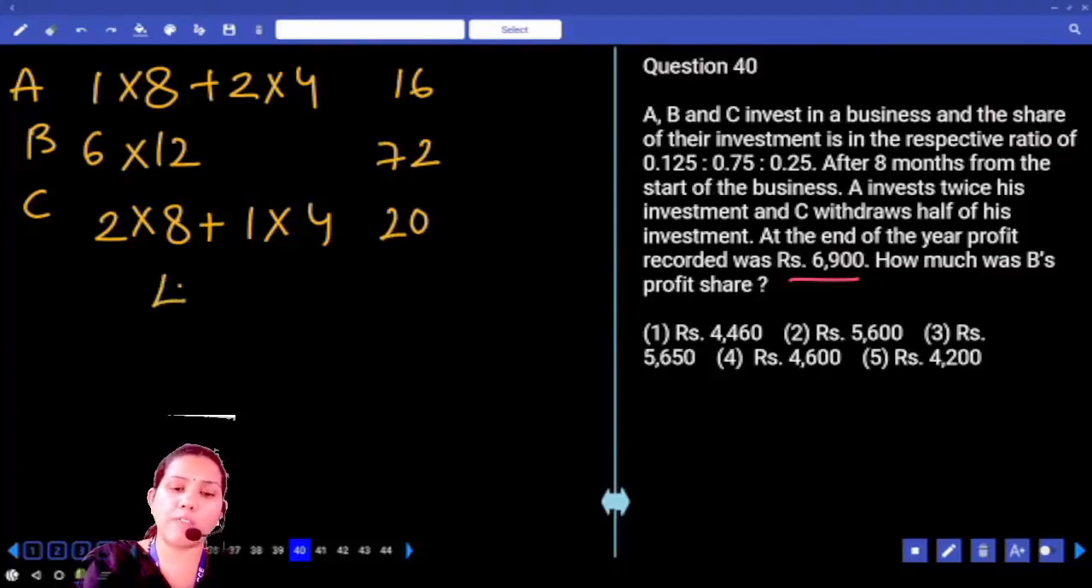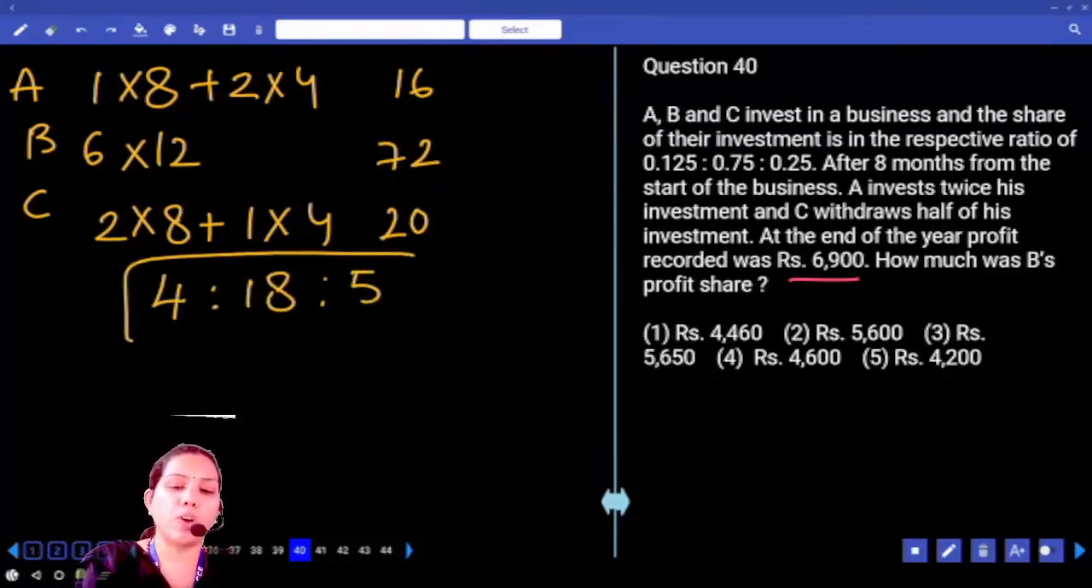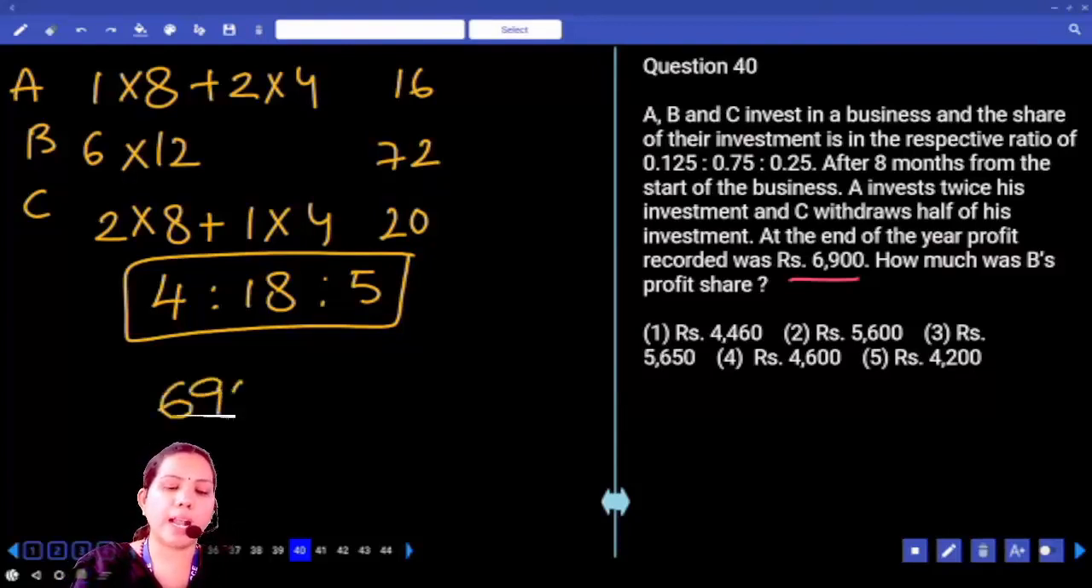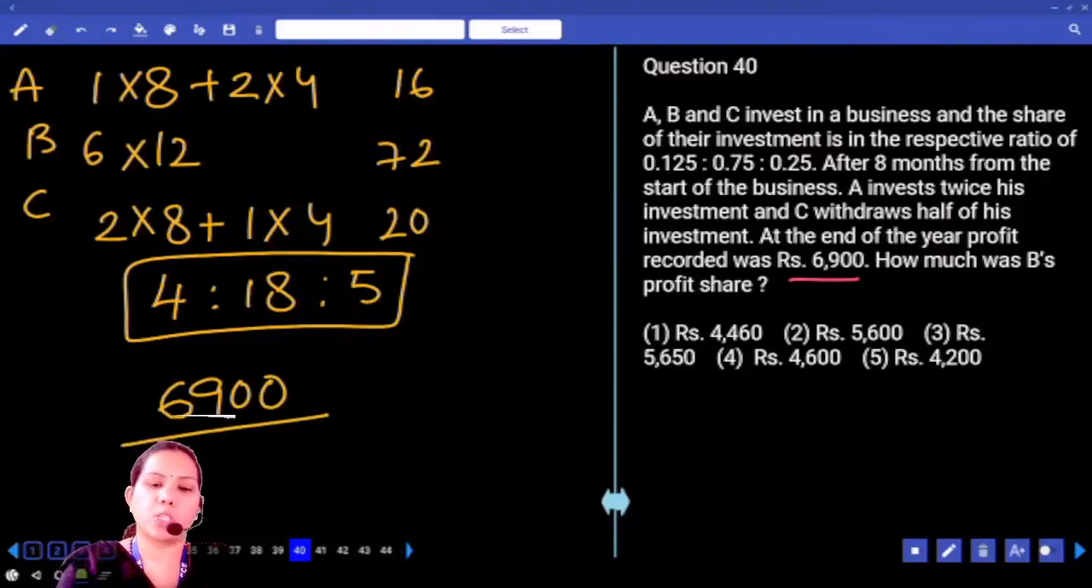So the ratio is 4:18:5. This is the profit ratio. And what is the total profit? 6,900 is the total profit. And what is the total from the ratio? 27 parts value is 6,900.